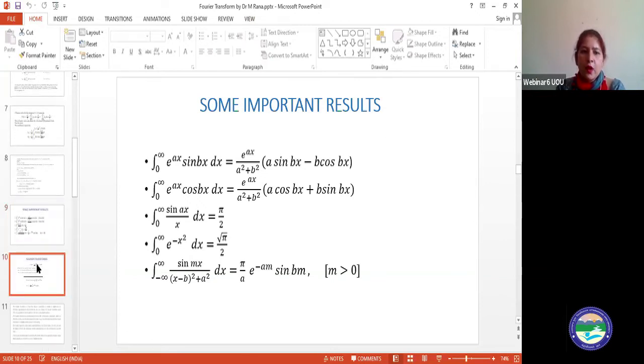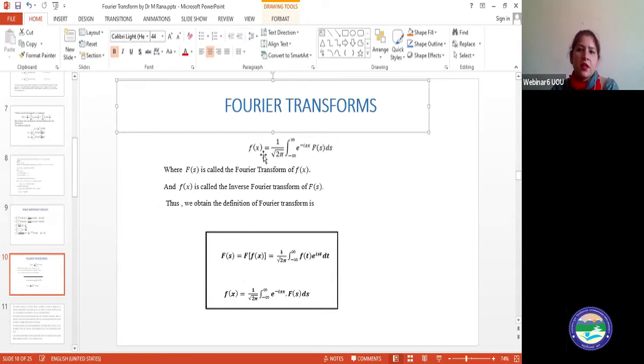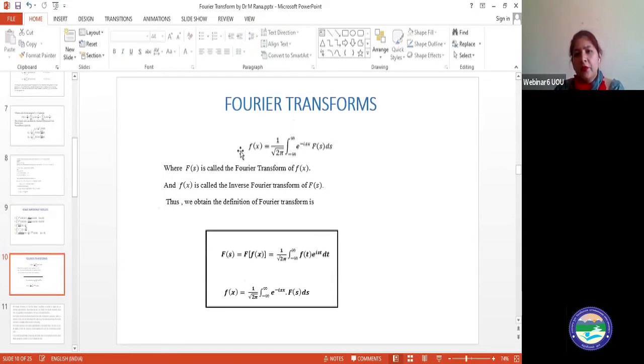So we'll move towards the Fourier transform. As we have studied about the Laplace transform, similarly there is a transform known as the Fourier transform, and the definition or the formula for Fourier transform is f(x) equal to 1 upon root 2 pi integration minus infinity to plus infinity e raised to power minus isx F(s) ds, where F(s) is known as the Fourier transform of f(x), whereas f(x) is known as the inverse Fourier transform of F(s). So we can easily calculate the Fourier transform by using this equation.